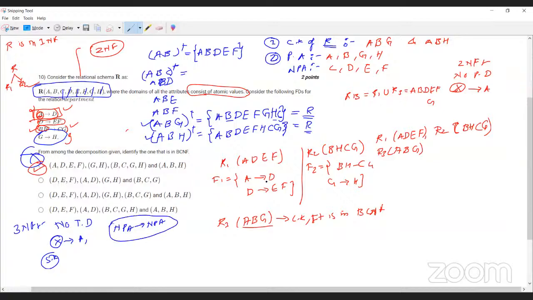So let us check for R1. Here A is a key for this relation R1. If I take the closure of A, will I get AD?